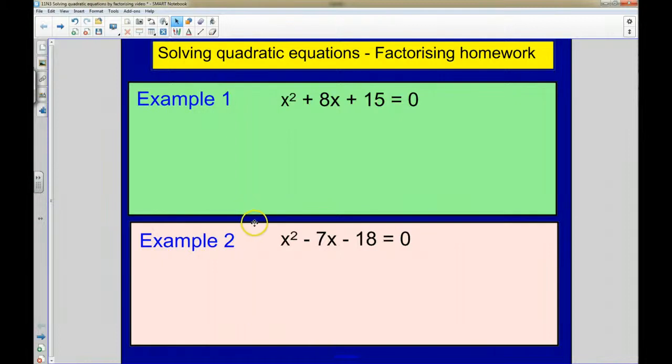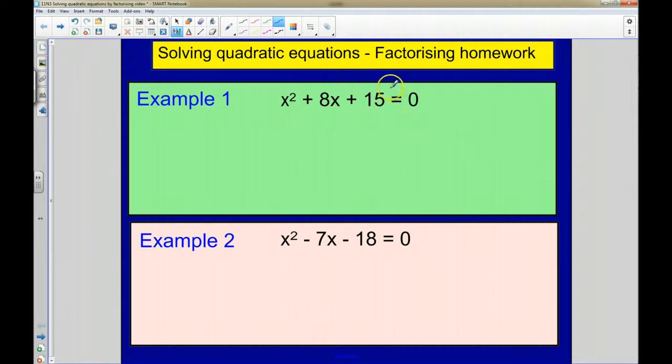Hi, in this homework I'm going to go over solving quadratic equations by factorising. So we're going to have a look at two examples. Our first example, we've got this quadratic equation here that's saying x squared plus 8x plus 15 is equal to 0. Now because we're going to solve this by factorising, the first thing I want to do is have a go at factorising that expression on the left hand side. So we're going to try and factorise this.